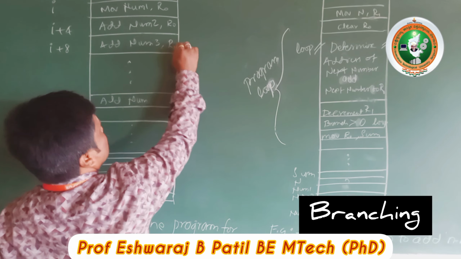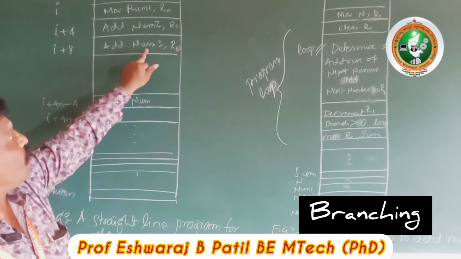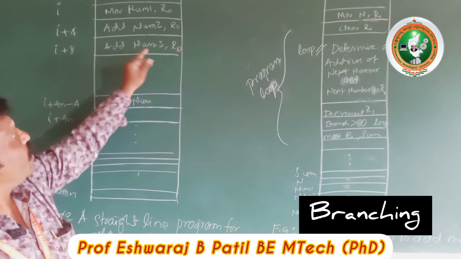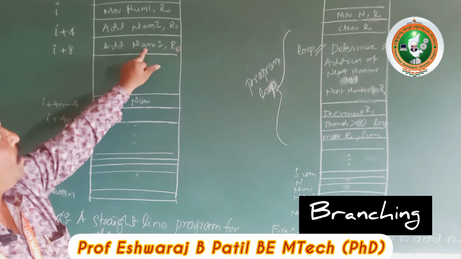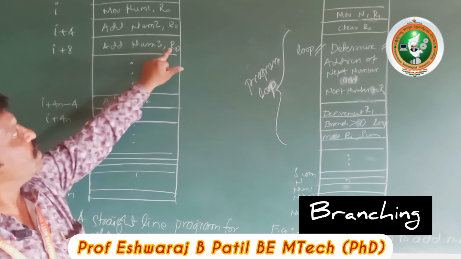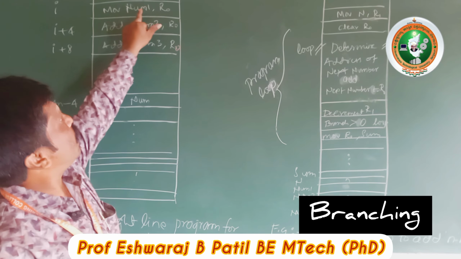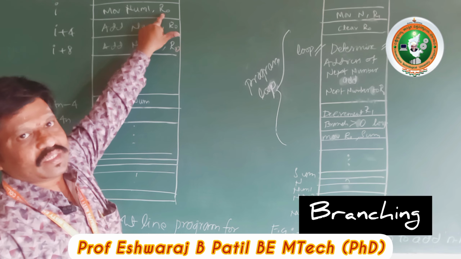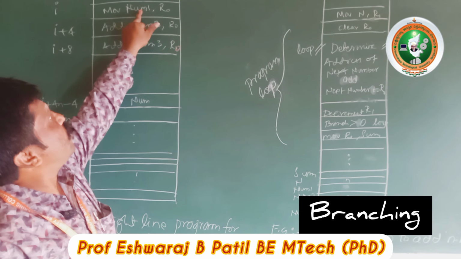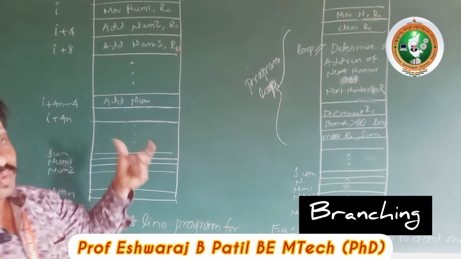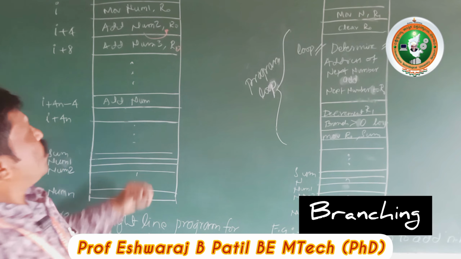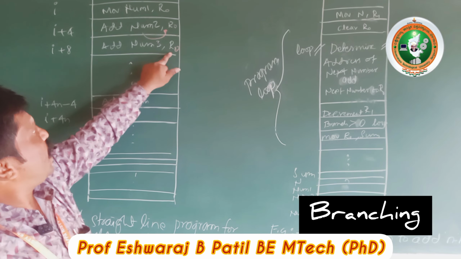Then number 3 is added to the result in R naught, and stored again in R naught itself. Here this is the source register and this is the destination. Number 1 is moved, copied, into register R naught. Number 2 is added to R naught. R naught was having the value number 1. Number 1 plus number 2 are added together, and the result is stored in R naught itself. Then the result is added to number 3.